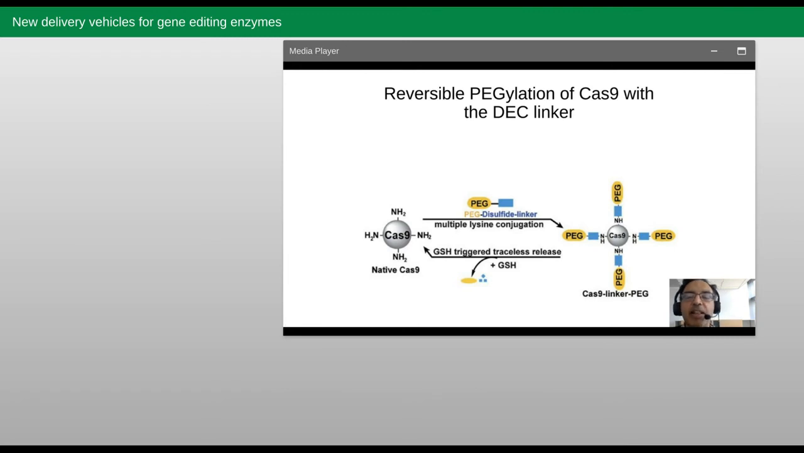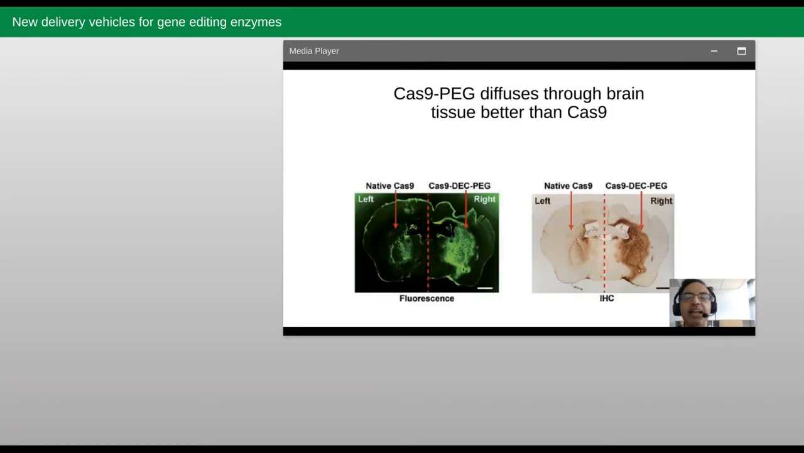And I should mention that this was a collaboration between my lab, Ross Wilson's laboratory at the Innovative Genomics Institute, and also Chris Benkowitz, who is a professor at Ohio State University. So my lab and Ross's lab made the Cas9 PEG conjugates, and then we shipped them to Chris's lab, and he investigated if conjugating PEG to Cas9 enhanced its diffusion through brain tissue.